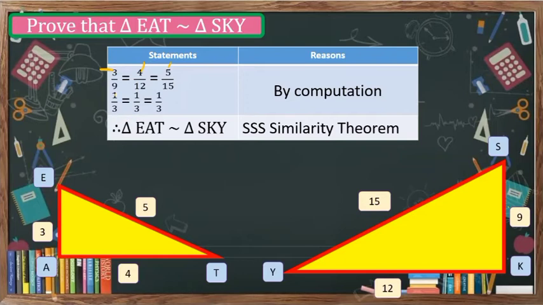So we have 3 over 9 is 1/3, 4 over 12 is 1/3, and 5 over 15 is equal to 1/3. So we solve that. Therefore, our reason here is by computation. So we are able to prove that the three sides are proportional. Therefore, triangle EAP is similar to triangle SKY by SSS similarity theorem.